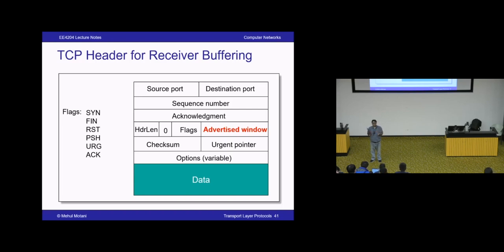Typically, the flow window is not the tighter constraint. The congestion window is the tighter constraint. So typically, we just say the performance of TCP is determined by the congestion window. But keep in mind that it's actually the minimum of the congestion and flow windows.